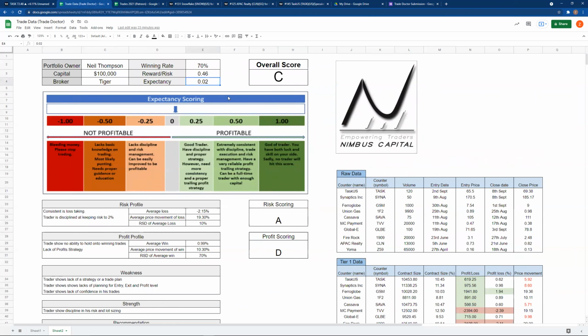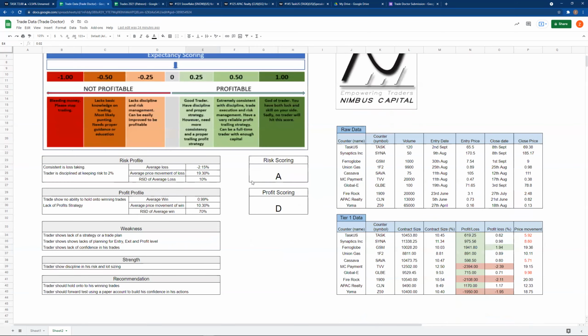Actually, all my students will get a similar report card like this whenever they finish their 3-month course, when they give me enough trade data. So as long as your expectancy is more than 0, meaning you are profitable, you will get a C. If you are below 0, going into the negative zone, then you will get a D.